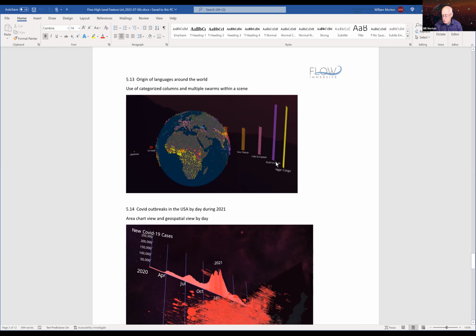So this is a very interesting chart, especially in 3D, where you can spin the globe and look at these various different types of language families that have to do with these languages. I put this in here because it's an attractive use of two totally different types of charts, all displayed in a 3D space in such a way that the globe is in the foreground and the categorized columns are in the background.